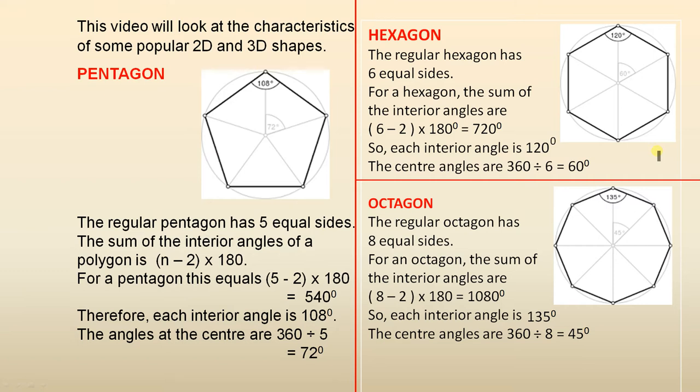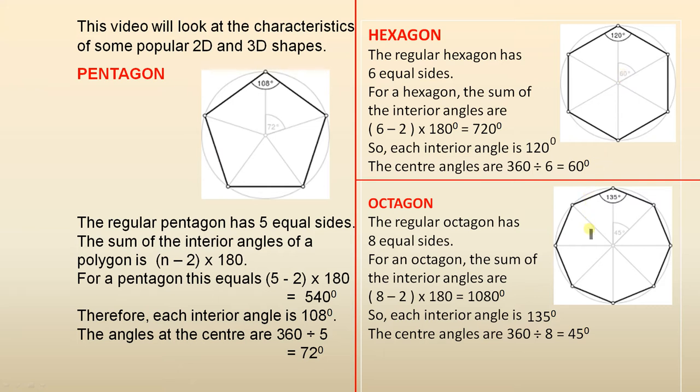In a similar manner for the hexagon, it has 6 equal sides. So here are the sum of the interior angles. I'm just repeating what I did for the pentagon. After we do some division, that is divide by 6, so each of the angles is 120. There it is there. So the centre angle is 360 divided by 6, and that's 60 degrees.